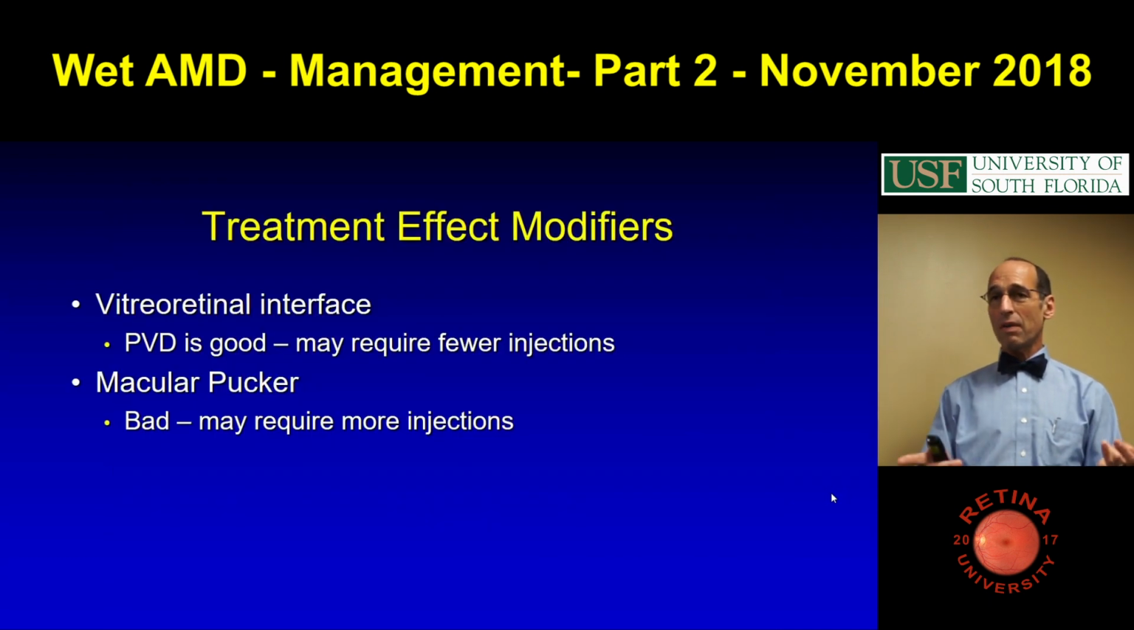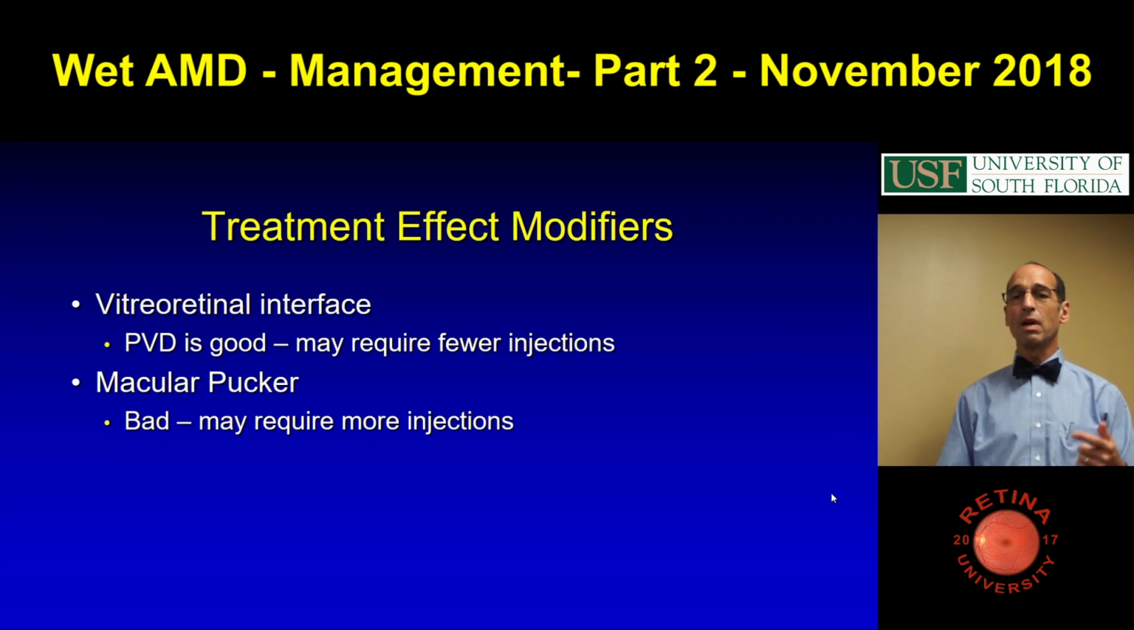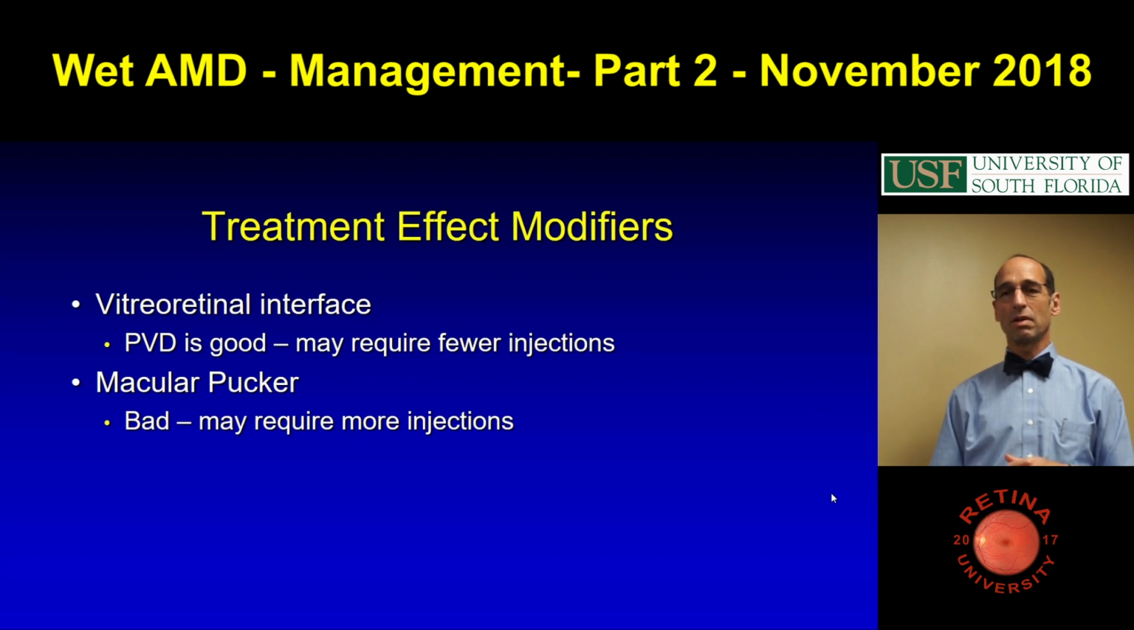And then treatment effect modifiers are interestingly in the textbook, and they list vitreoretinal interface. So a PVD is good. It may require fewer injections. And a macular pucker is bad. They might require more injections.